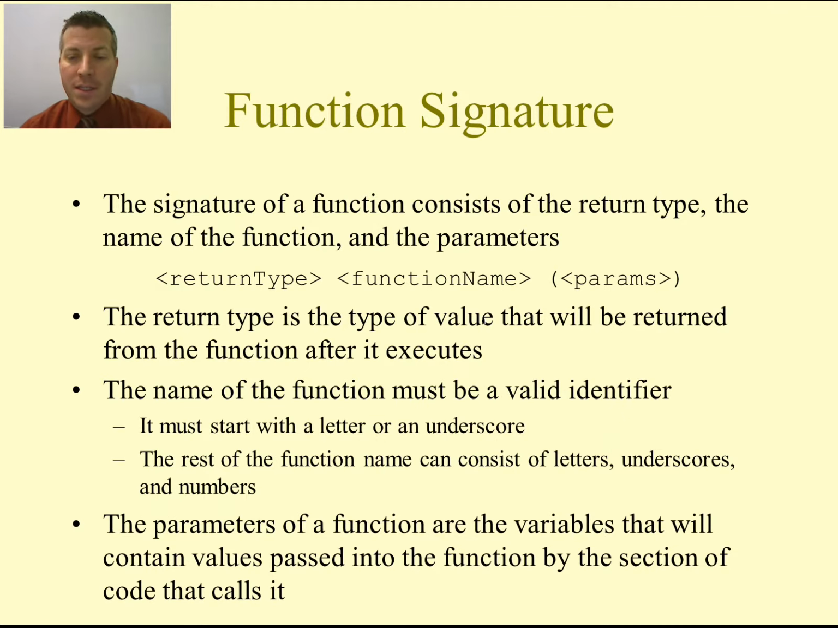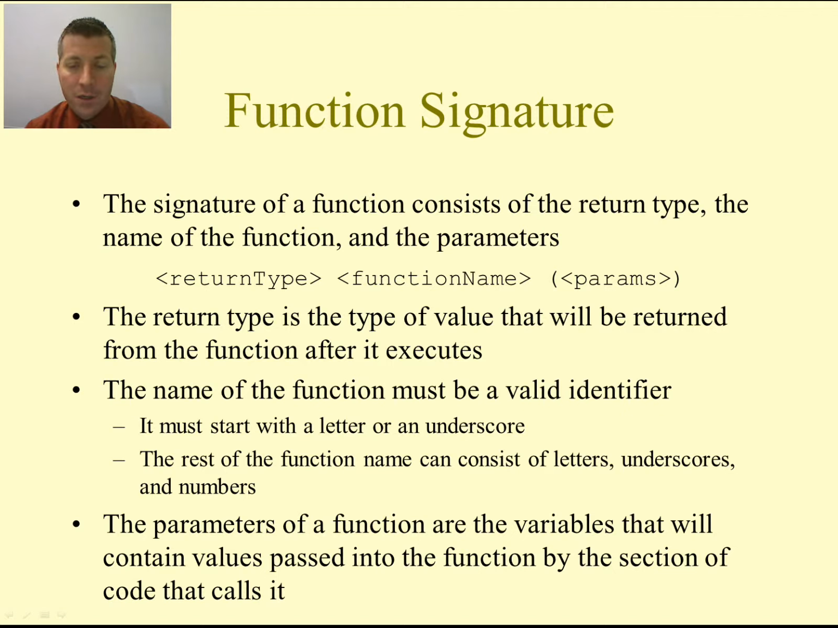Okay, the signature of a function consists of the return type, the name of the function, and the parameters. Every function that you write is going to have all of these. You're going to have a return type for every function, a name of the function, and then you're going to have the parentheses, and inside of the parentheses you're going to have a parameter list, which may be empty, so there might not be any parameters. The return type is the type of value that will be returned from the function after it executes. We'll talk a little bit more about return types in a later slide.